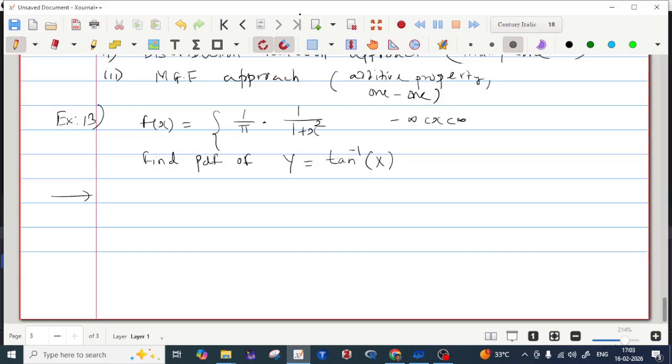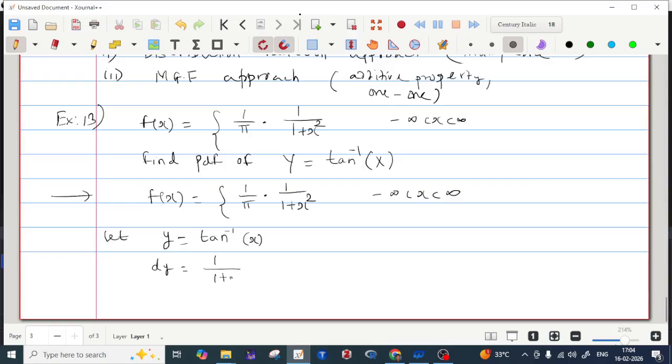Why so? Because this transformation y is equal to tan inverse x, if you observe the graph of this function, is a one-one function. So how to proceed? How to solve this example? Here f(x) is given. So let y equals tan inverse x. If we differentiate this, the derivative of tan inverse x is 1 upon 1 plus x square.